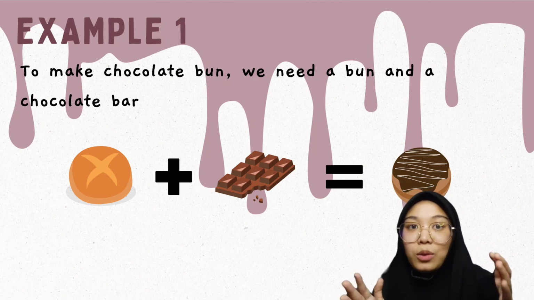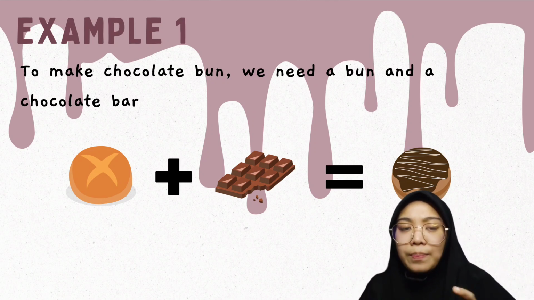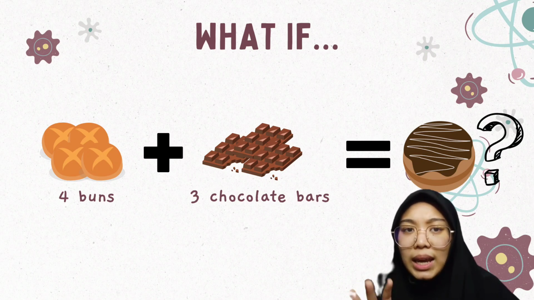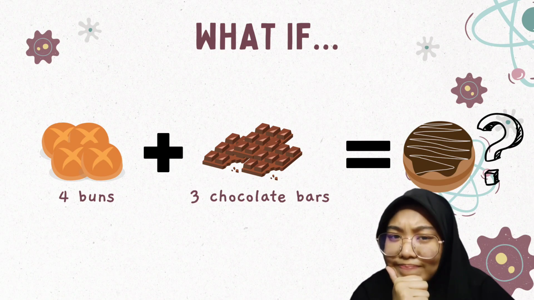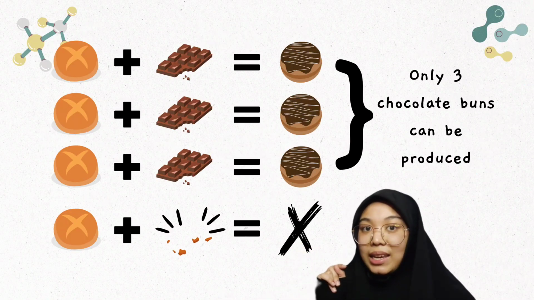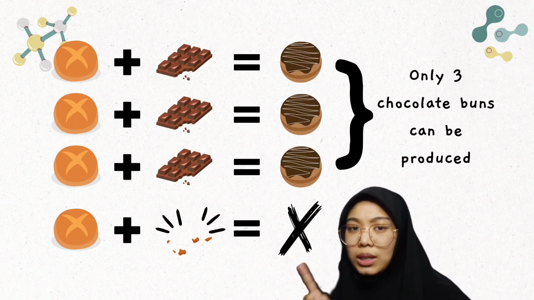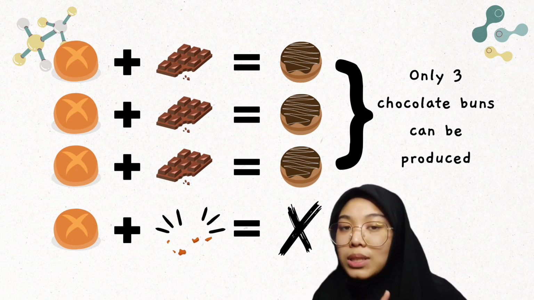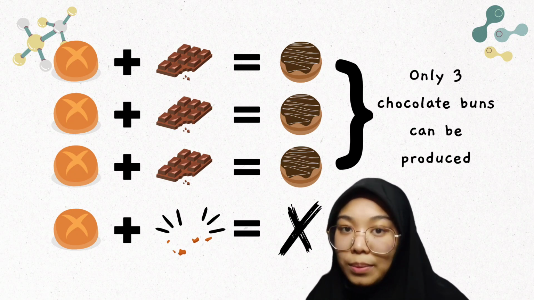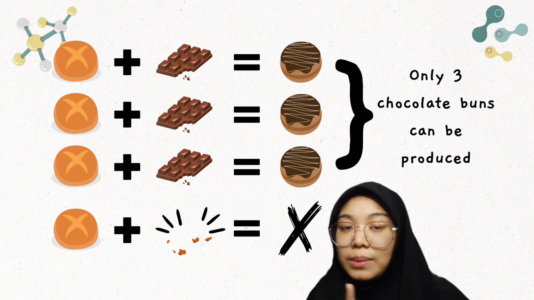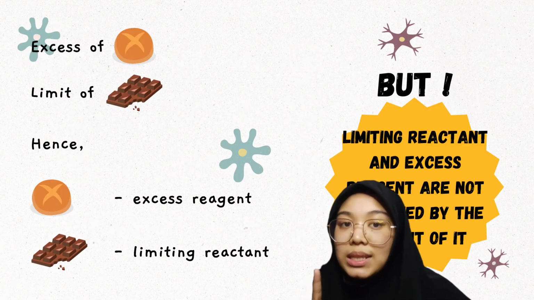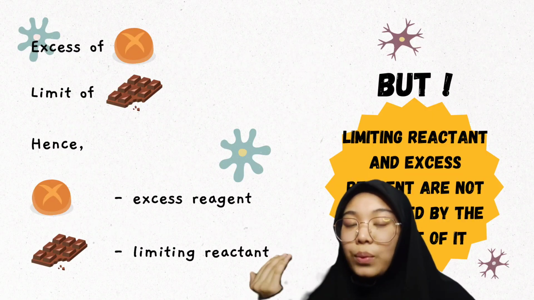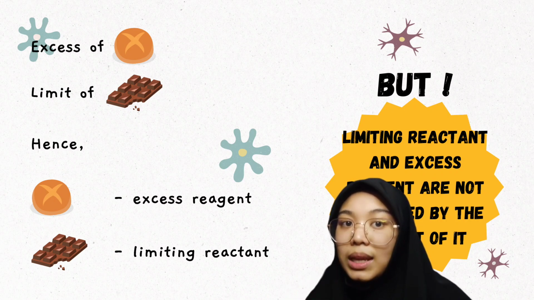So to make one chocolate bun, we will need a bun and a chocolate bar. But what if we have 4 buns and 3 chocolate bars? How many chocolate buns can we actually obtain? Let's see on the slide here. Only 3 complete processes of chocolate buns can be made and 1 incomplete process because of the absence of a chocolate bar. That means chocolate bars stop the production of chocolate buns even though there is still 1 bun remaining. Hence, we can notice that the bun is the excess reagent whereas the chocolate is the limiting reactant.